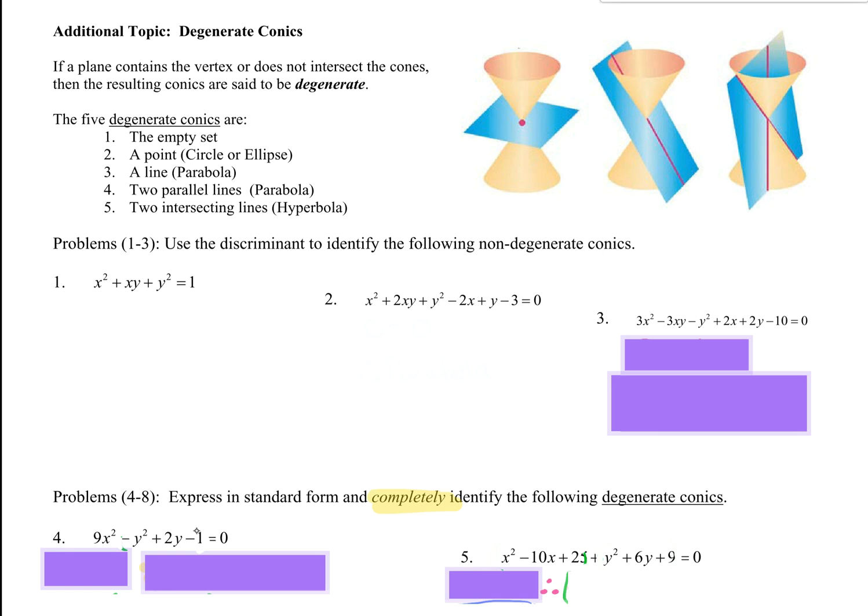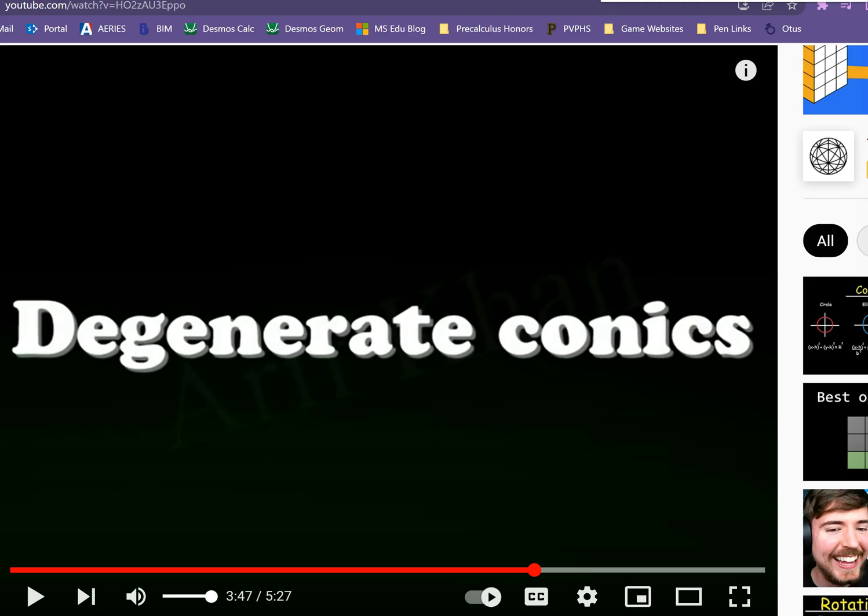So degenerate meaning that there are going to be some special cases of slicing the double napped cone with the plane. So thinking about that double napped cone, let's take a look and watch a part of this video here to see the visual of how we can create a conic of the degenerate forms.